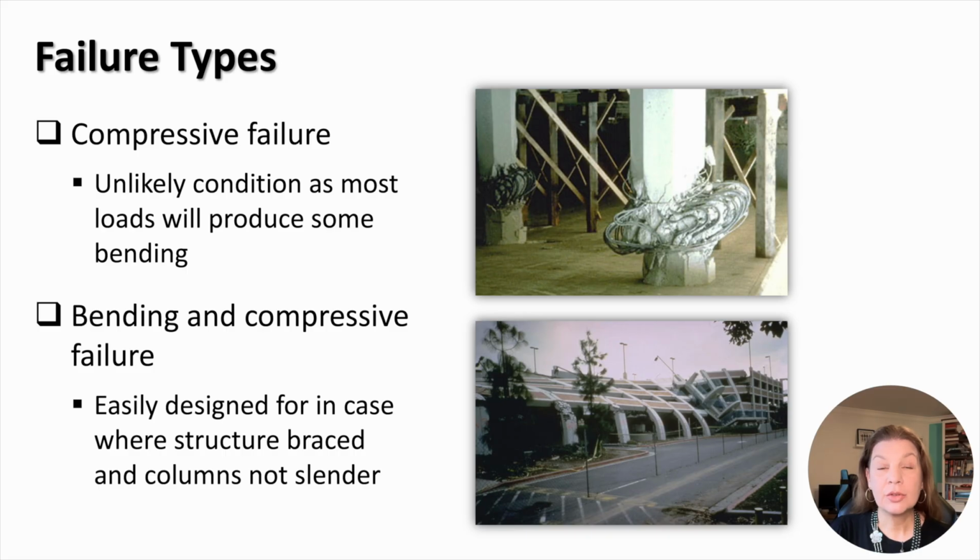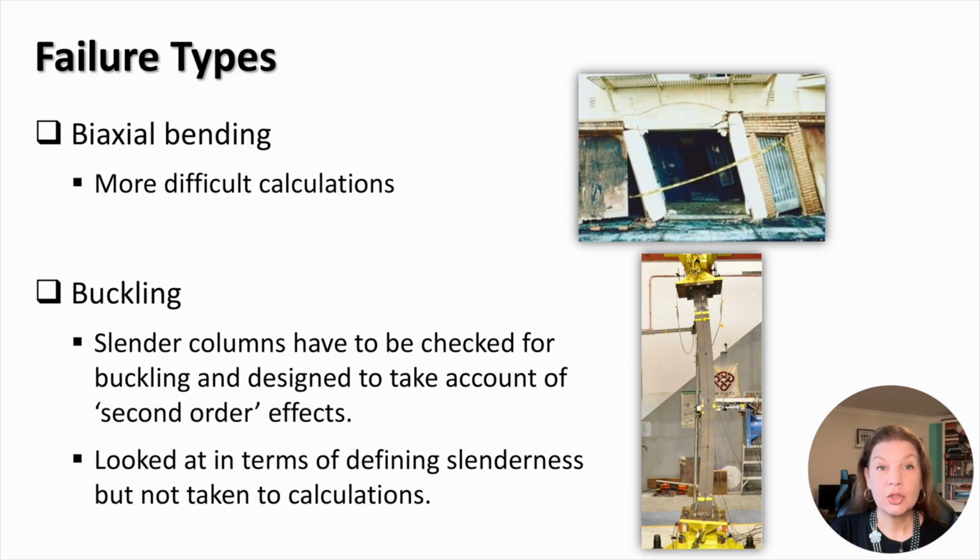Depending on the applied loads, columns can fail in different ways. The first failure type is compressive failure. It is an unlikely condition as most loads will produce some type of bending. Therefore, columns can fail in bending and compression. This type of failure is easily designed for when the structure is braced and the columns are not slender. Bending can occur in two planes, leading to biaxial bending failure. This type of failure is more difficult to account for.